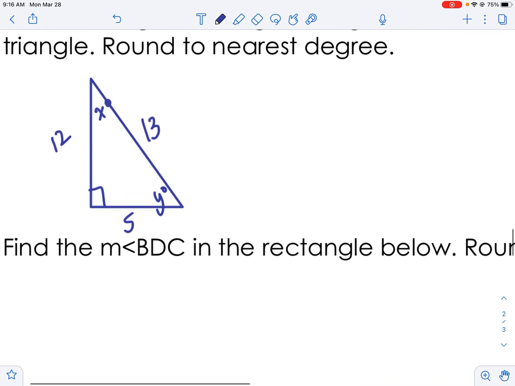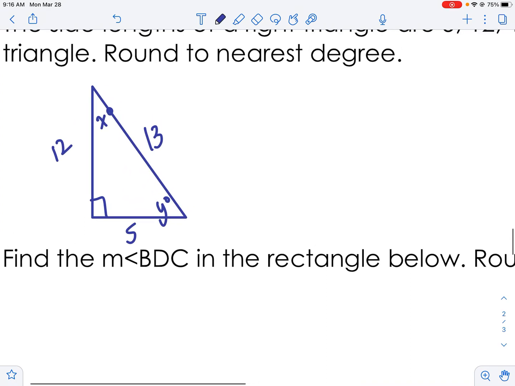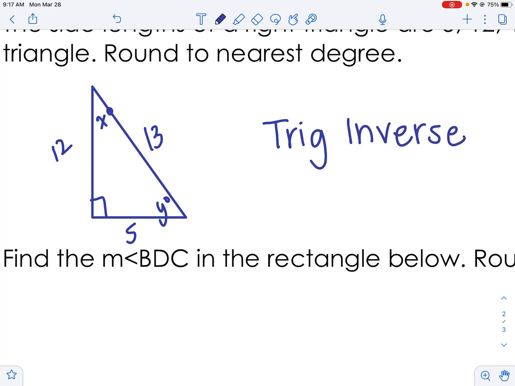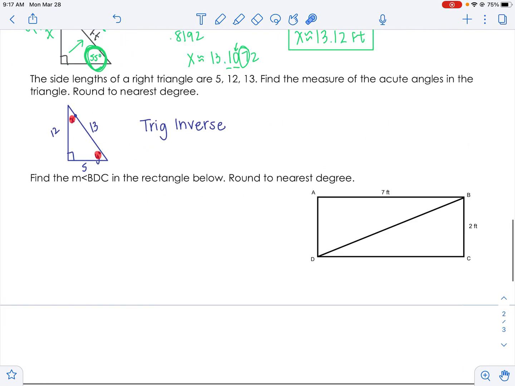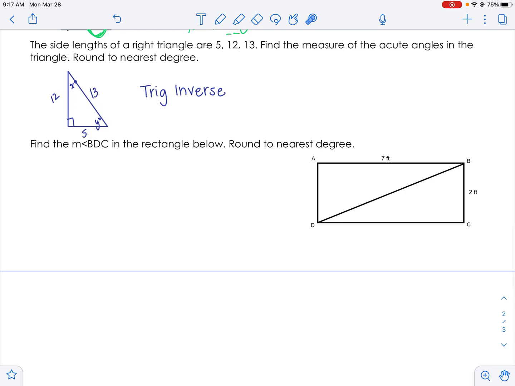Asking yourself, what tool would we use to find these angles? Could I add and subtract from 180? I don't have enough information. So this would be a trig problem, but not just any trig, it'd be trig inverse, because I'm going backwards. I'm trying to find those missing angles.